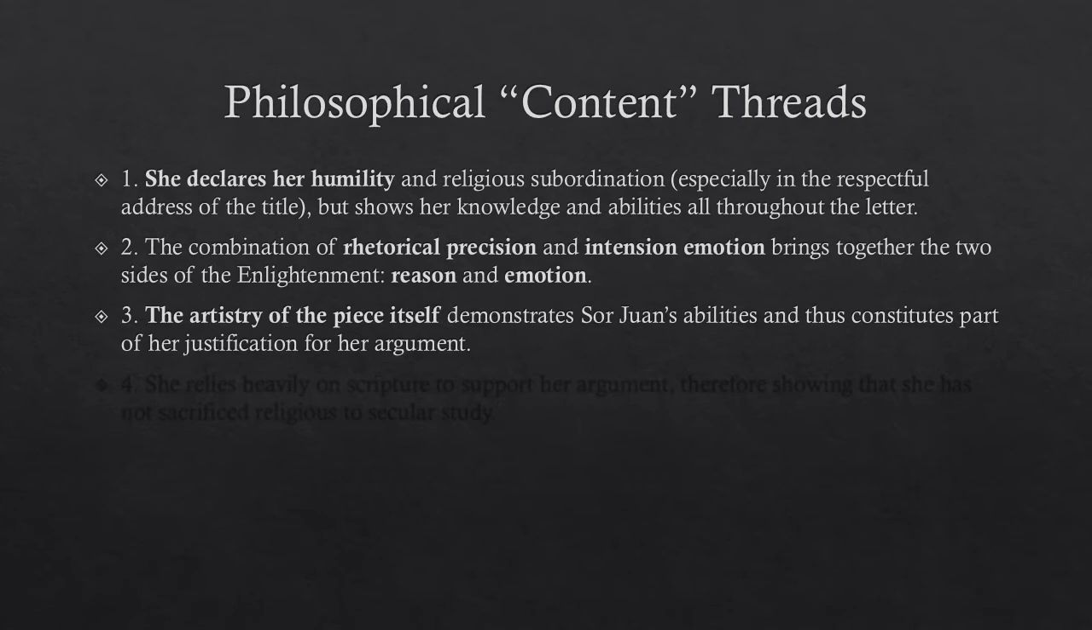The artistry of the piece itself demonstrates Sor Juana's abilities and thus constitutes part of her justification for her argument. So in other words, she can't come out very directly and critique the bishop. That would not go over well. But just by writing a piece that is this impressive in terms of its structure, its subtlety, its art, she makes the argument that women should be allowed to write, because they're incredibly capable of doing it well, quite well, amazingly well.